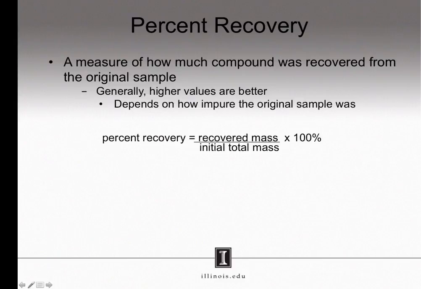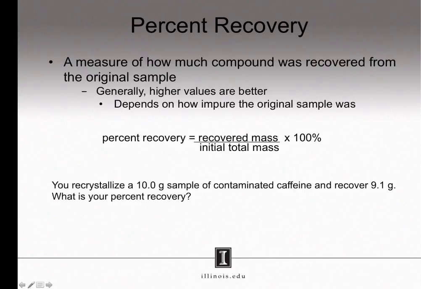Calculating percent recovery is quite simple. It is simply the amount of mass you recover, the mass of the crystals you collect, over the initial total mass, the mass of your original impure sample, multiplied by 100%. Let's say we had 10 grams of a sample of contaminated caffeine, and we recovered 9.1 grams. What was our percent recovery?